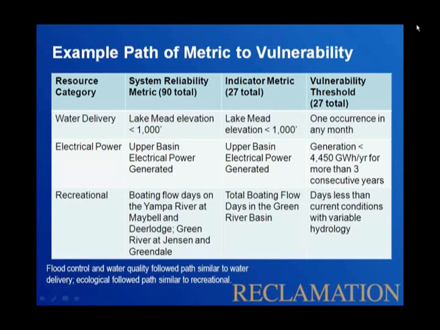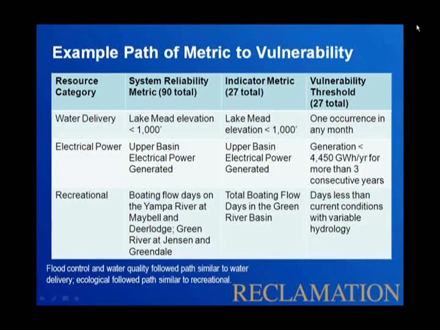So this is actually a summary here to show the path to metric vulnerability. How do we take an indicator metric and move to this idea of vulnerability? Effectively, there were 2 pathways, and we're going to go through each one as an example. The first is to elevate a particular metric that's of interest, that's telling, that we just want to look at in more detail. And so here we have Lake Mead falling below 1,000-foot pool elevation. That's in the water delivery category, and that's one of our system reliability metrics, one of those 90.